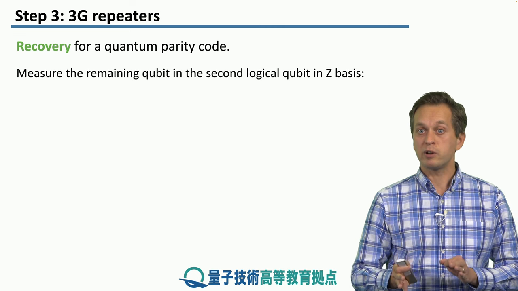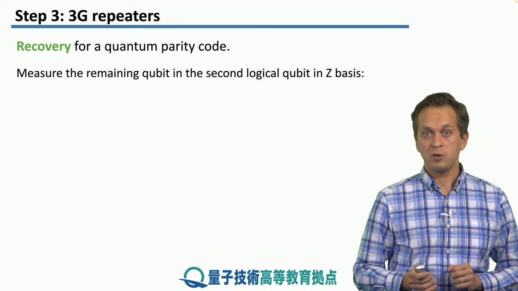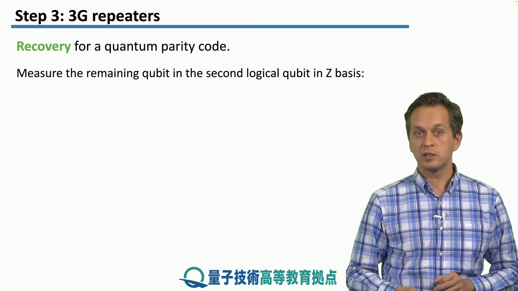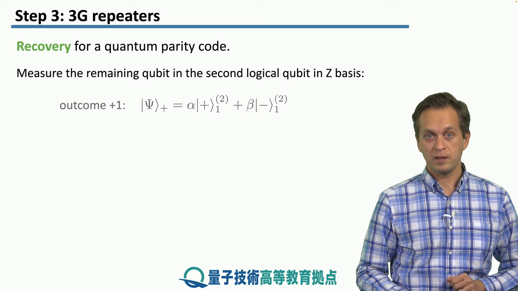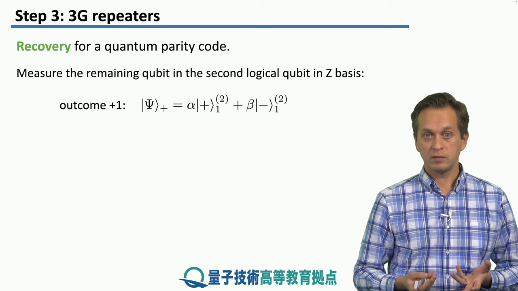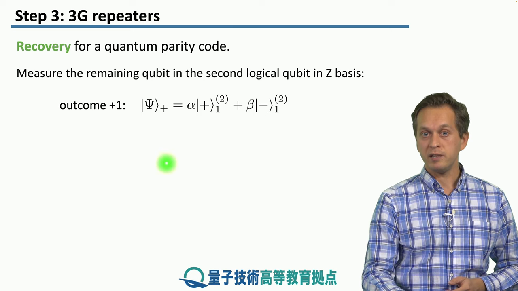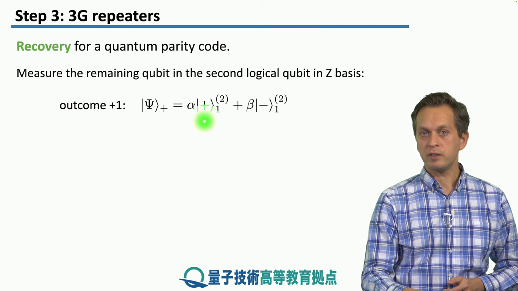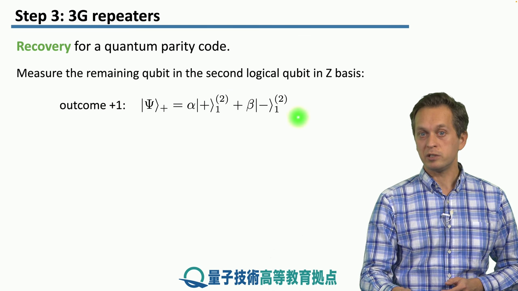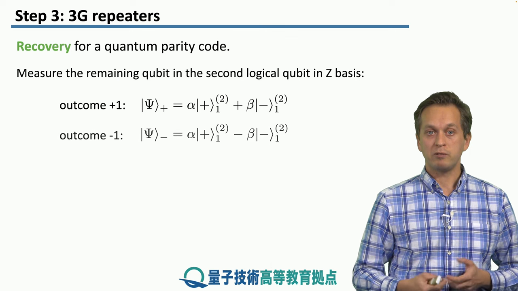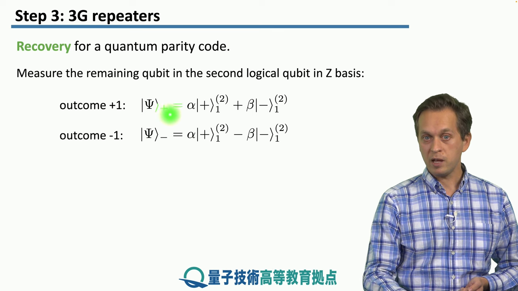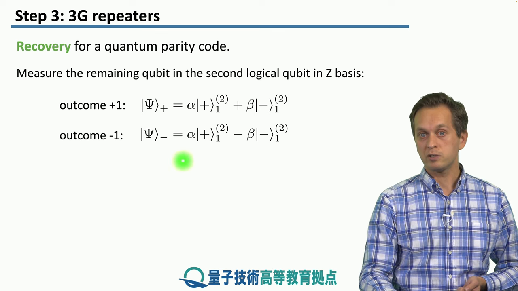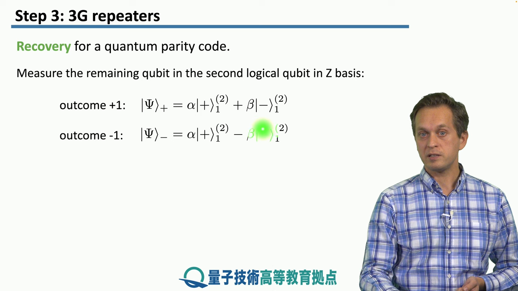Now, how do we recover from the loss of the fourth qubit? What we need to do is measure the remaining qubit of the second logical qubit in the Z basis. If we get the outcome plus 1, then that collapses the remaining state of the physical qubits onto this form, which is basically the form we started with without the presence of the second logical qubit. If we get the outcome minus 1 of our Z measurement, we are collapsing the state of the remaining 2 physical qubits onto this form. So the only difference between these two is this phase over here.